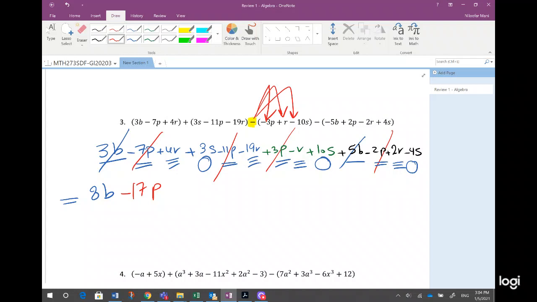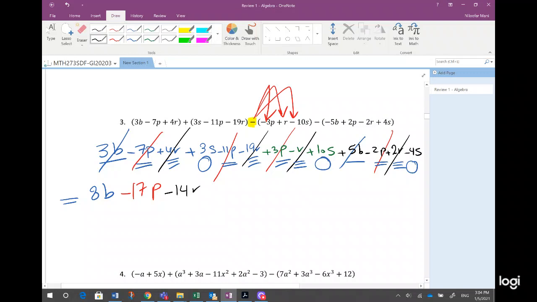So then I go to this one. Then I go to R. Okay, so 4R minus R is 3R, and 2R is 5R. Okay, 5R and minus 19R is minus 14R.